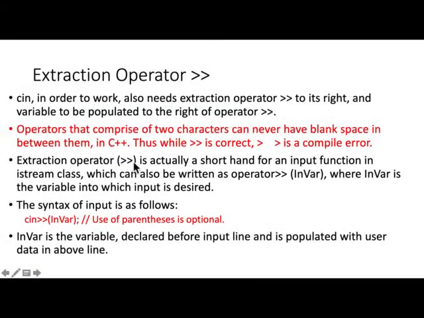The extraction operator, which is these two symbols, is actually a shorthand for an input function in the istream class, which can also be written like this: operator>>(cin, in_var). When you do that, that can also work. And in_var is a variable into which input is desired. I don't want to beat this into your head, but let me say one more time. This can never be a constant of any kind. This always must be a pre-declared variable. Okay?